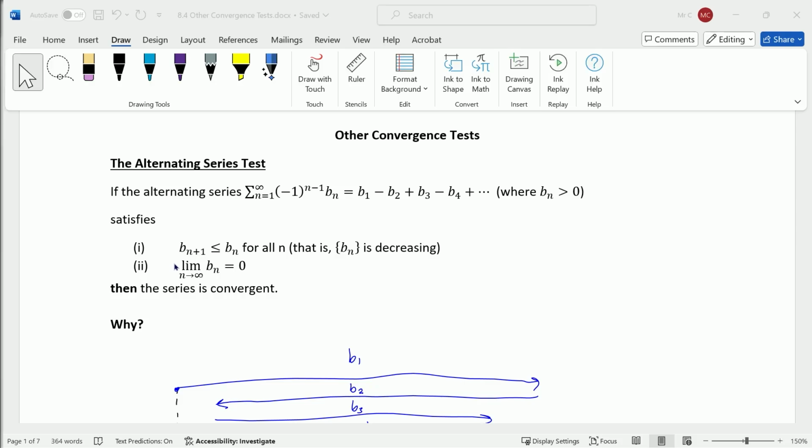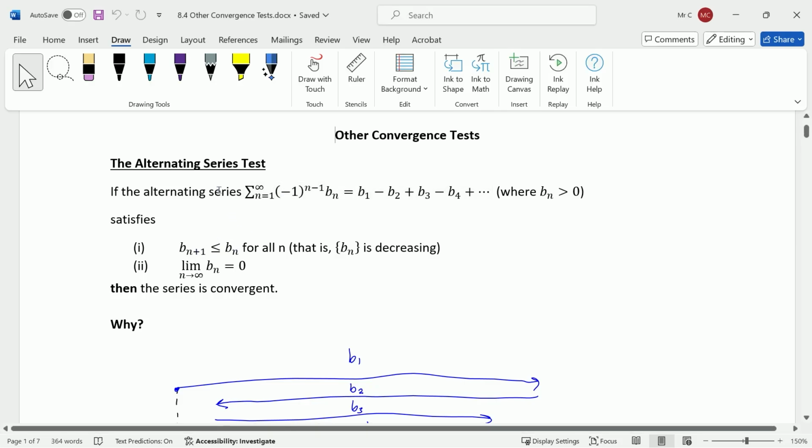satisfies the following conditions: that b sub n is decreasing, meaning b sub n plus 1 is always less than or equal to b sub n, and that the limit as n goes to infinity of b sub n is 0, then the series is convergent. So this is a rare case where we can actually just take the limit of a term to determine convergence, as long as we know that those terms are strictly decreasing and it's an alternating series.